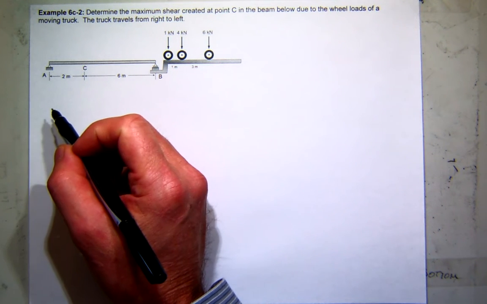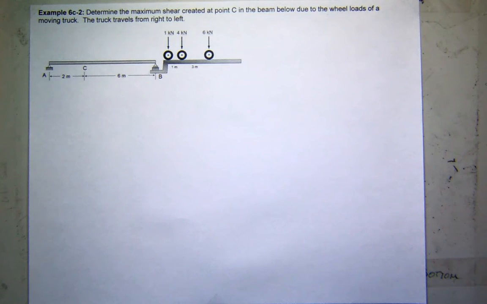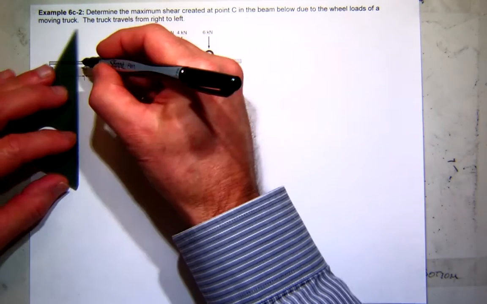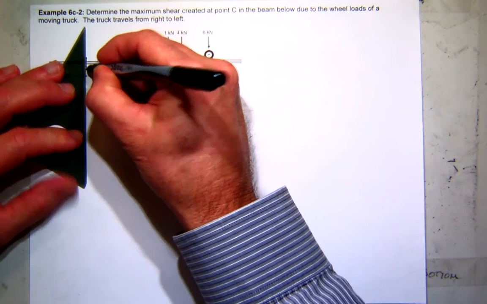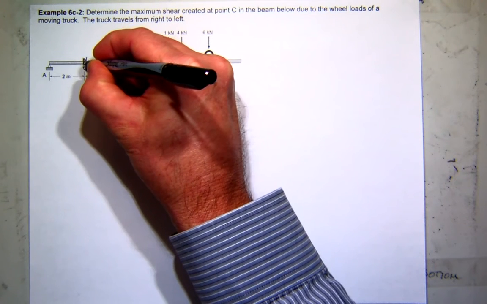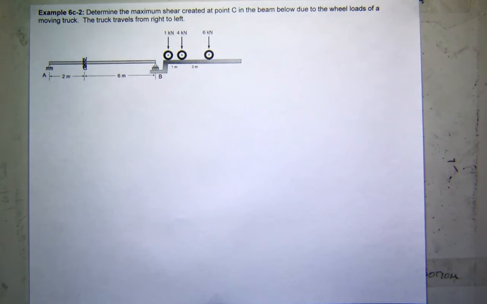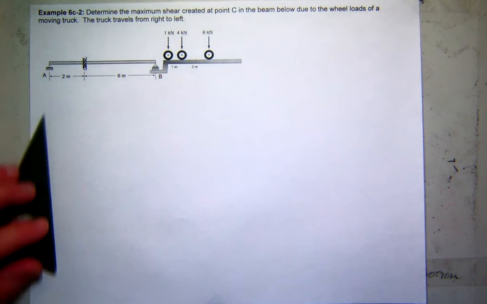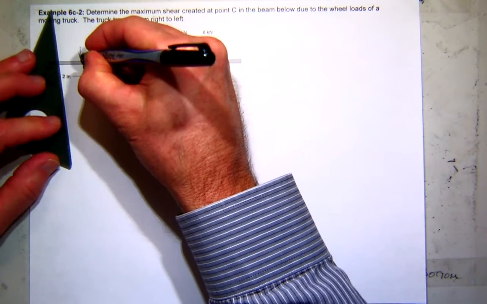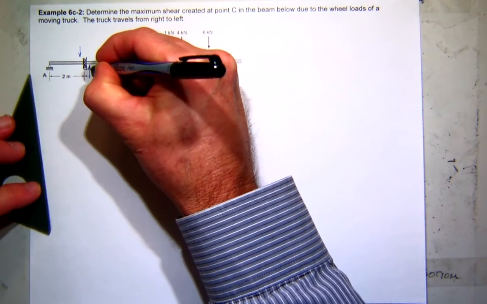So the first thing we want to do is draw an influence line for the shear at C. And to imagine that, I'll put my little shearless connector there, and we'll hit it with positive shear on both sides.